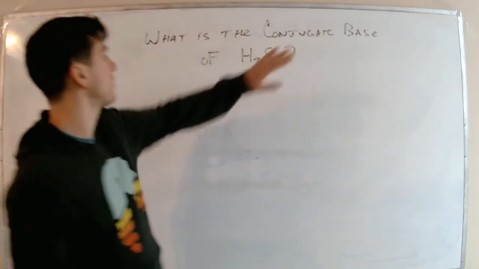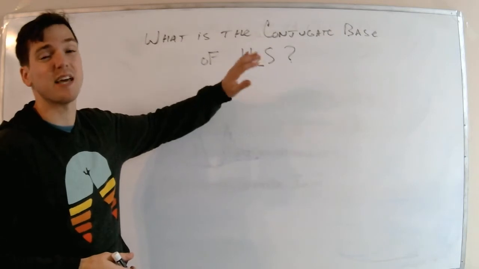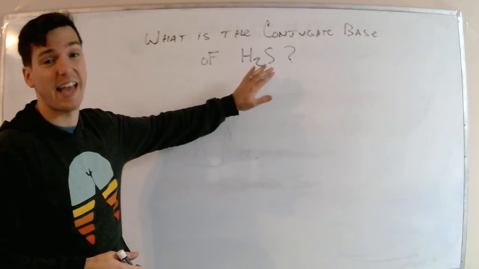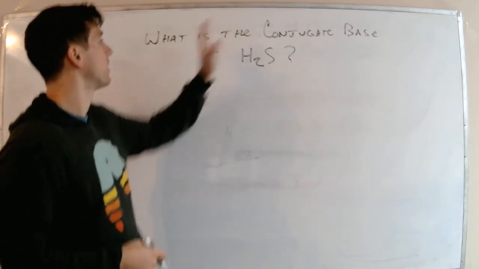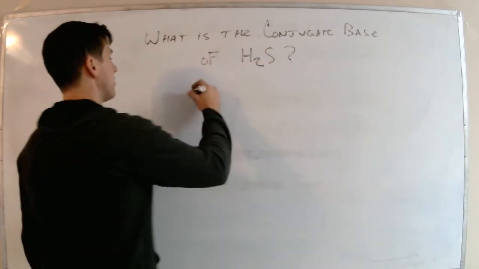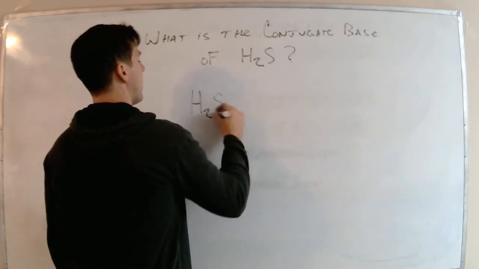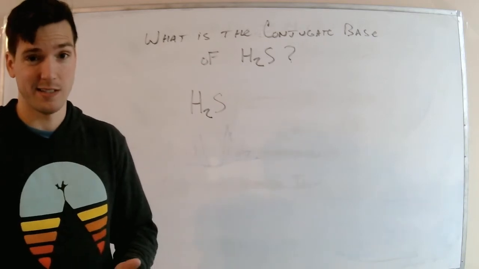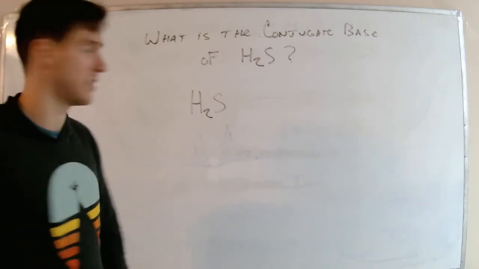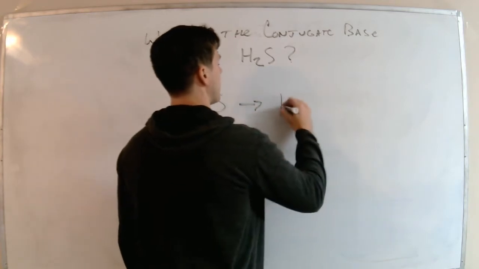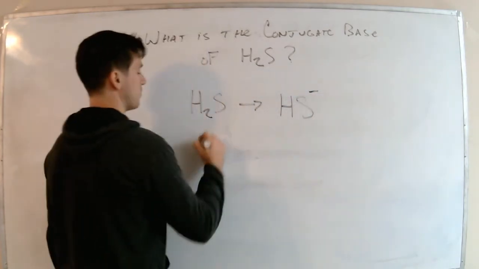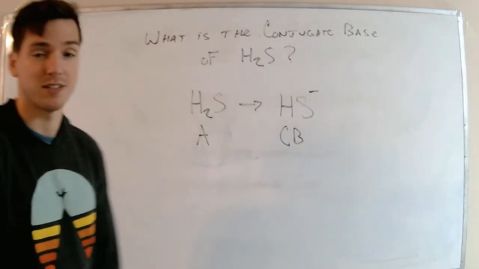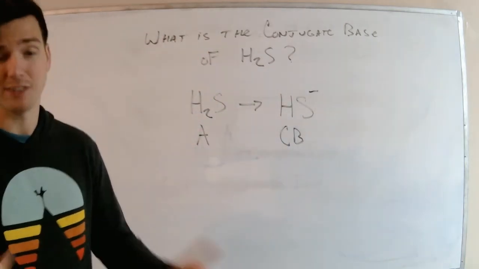So if we're asking what is the conjugate base of H2S, that means that we must be treating H2S, or hydrosulfuric acid, as an acid. So we're going from acid to conjugate base. Well, remember, acids donate an H+ or a hydrogen. So this guy is going to become HS-. So this was originally the acid. This is now the conjugate base. All right, I will ask you questions like that.